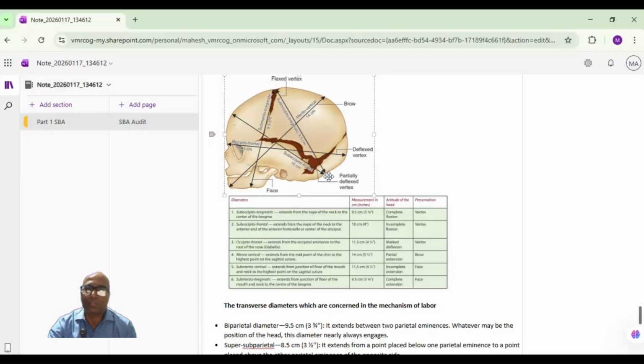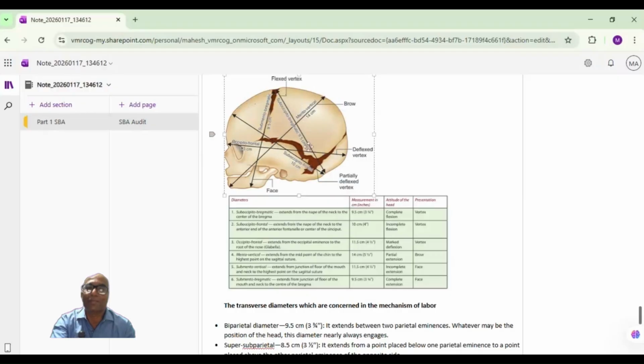From the occiput, you have two diameters. One goes to the center of the bregma and one goes to the center of the sinciput, or the anterior end of the anterior fontanelle. This is the suboccipitobregmatic, this is the suboccipitofrontal, and from the occiput to the root of the nose is the occipitofrontal. The suboccipitobregmatic is 9.5 centimeter, the suboccipitofrontal is slightly larger, 10 centimeter, and the occipitofrontal is present in the occipito-posterior presentation, which is 11.5.